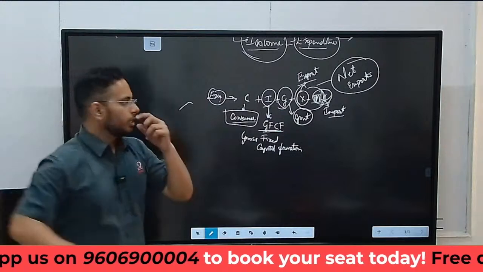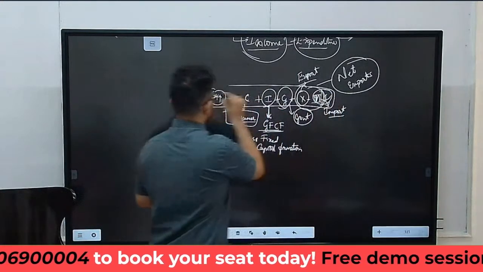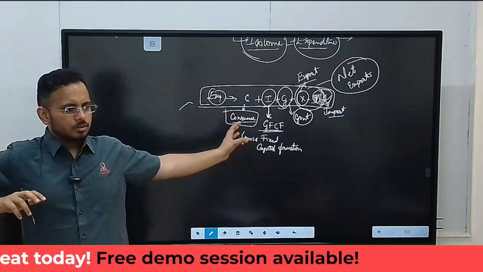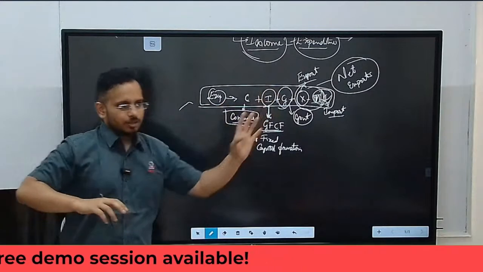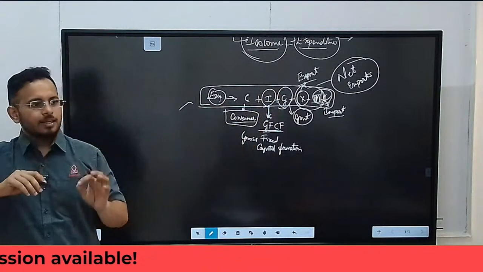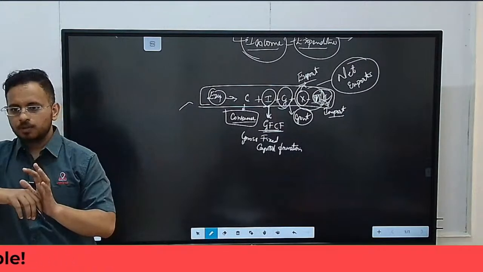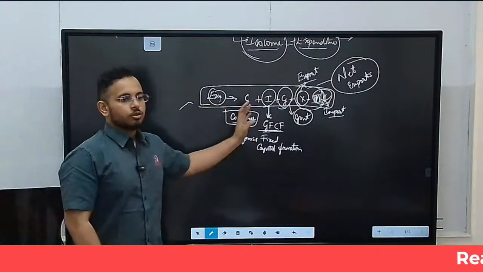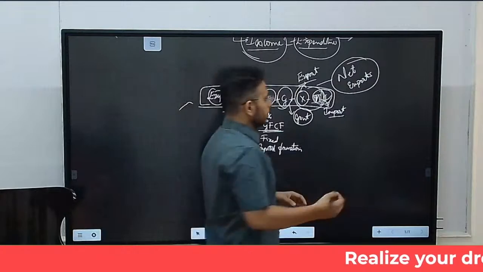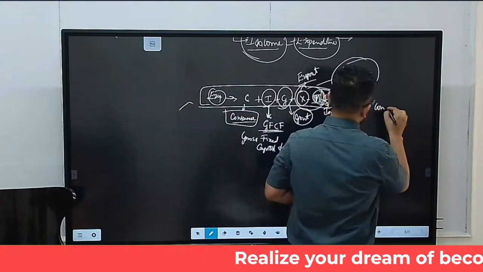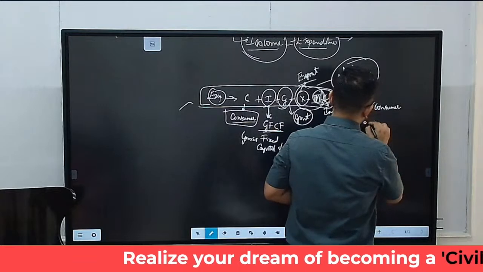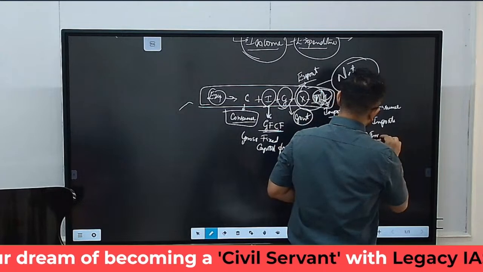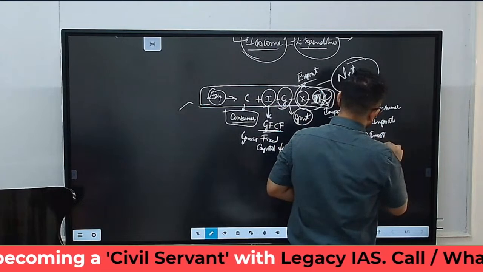So there was a question in 2020 on this equation. I'm talking about a Prelims question. If you remember this equation, C plus I plus G, you can solve the question. It was simple. In the expenditure method of calculating GDP, which of the following are included? Option A, consumer expenditure. Option B, imports. Option C, investment. D, government expenditure.